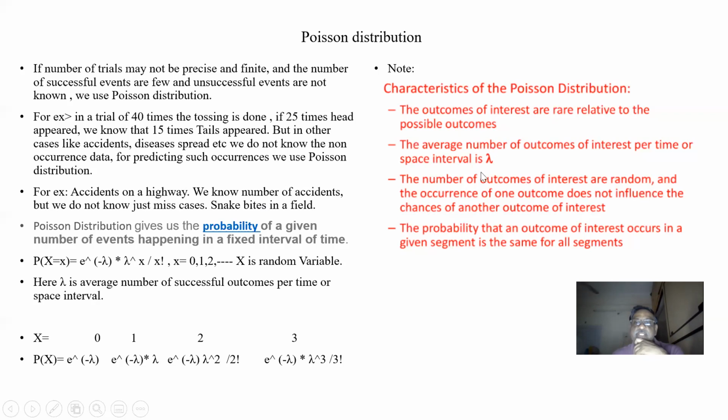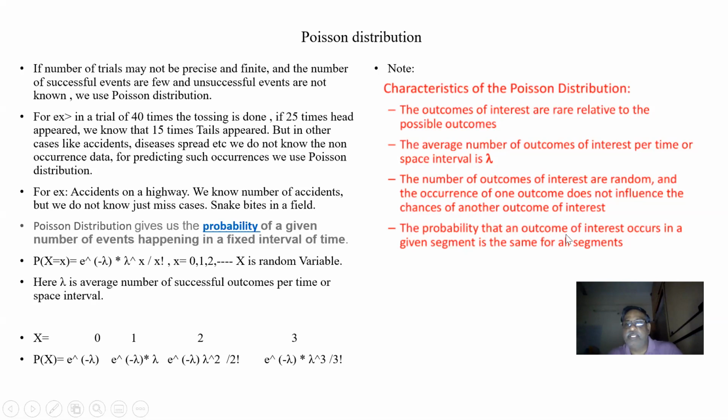This average outcome is lambda. Over a period of day, over a period of year, lambda is an average outcome. Occurrence of one outcome does not influence the change of other outcome. Like our red balls and blue balls, when blue ball is taken, I have to count less. Here it is not like that. Each accident, each occurrence is independent of previous or next occurrence. So they are independent activities.